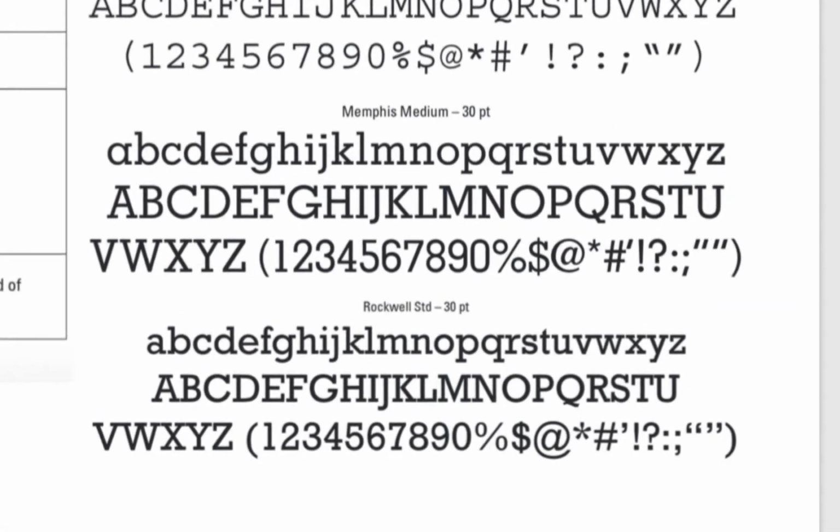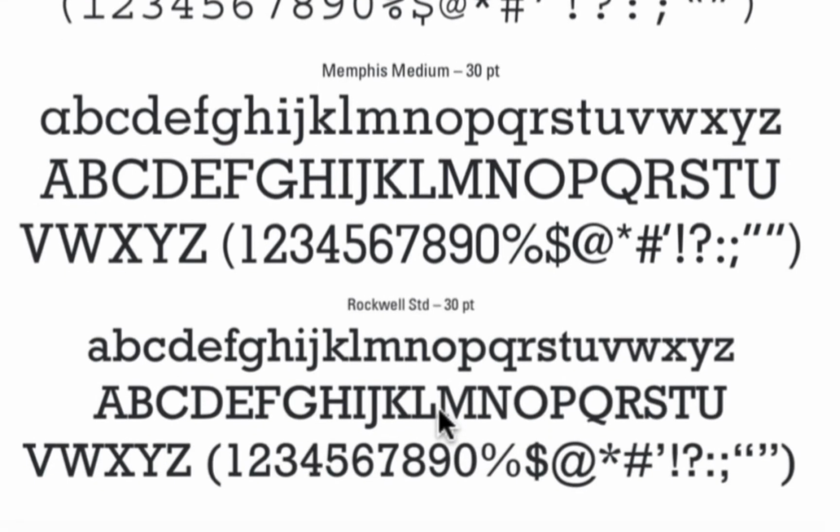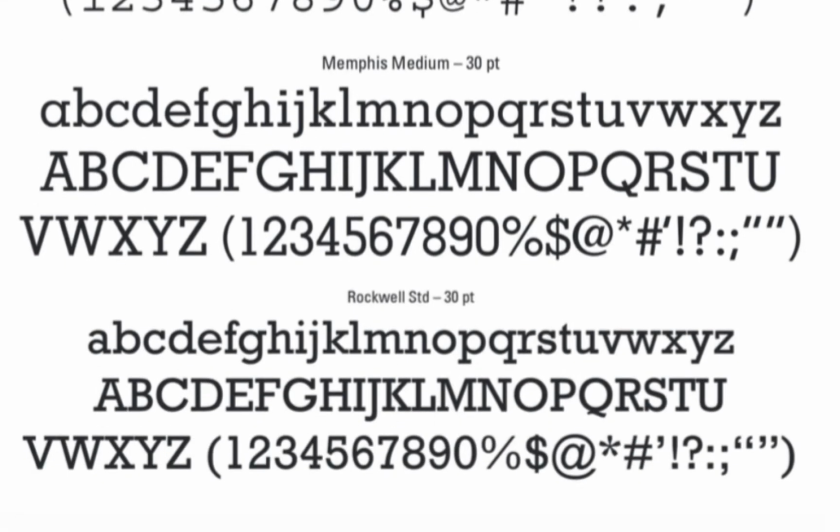Now, ones you might be more familiar with, and I'm more familiar with, are ones like Memphis, Rockwell. Some of these have very heavy fonts, which you might see on athletic wear, collegiate wear, sportswear, things like that for colleges.